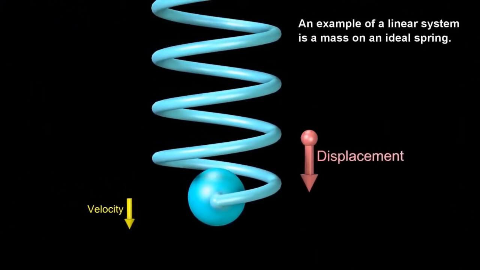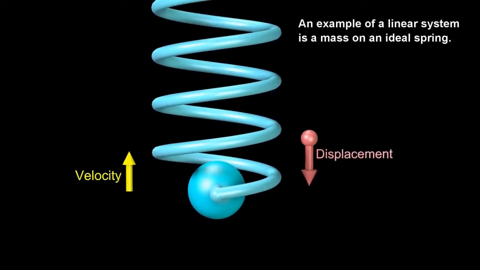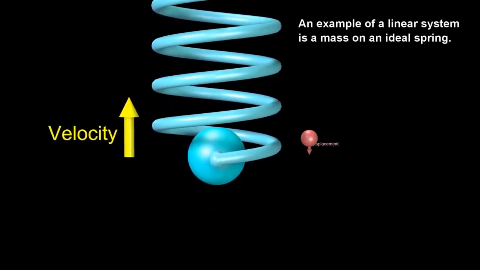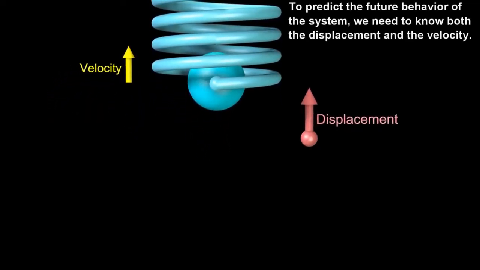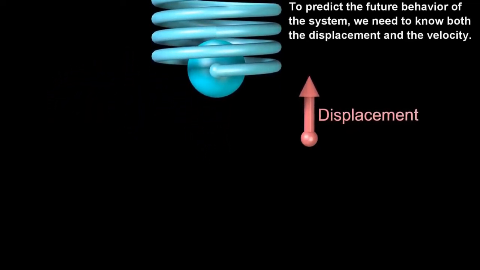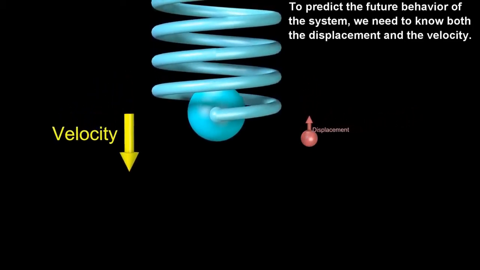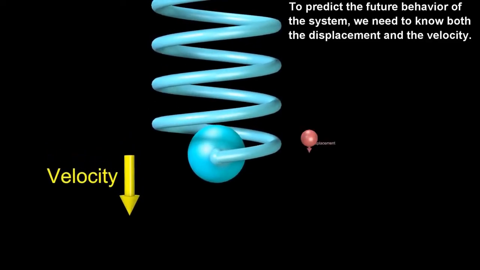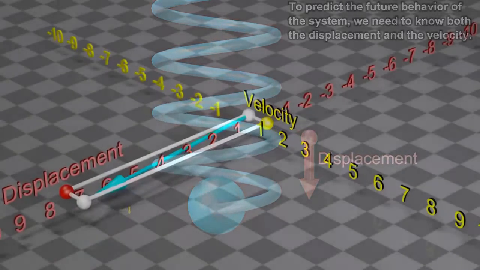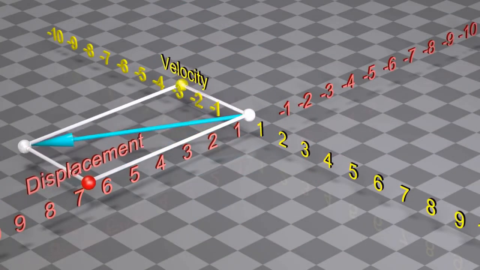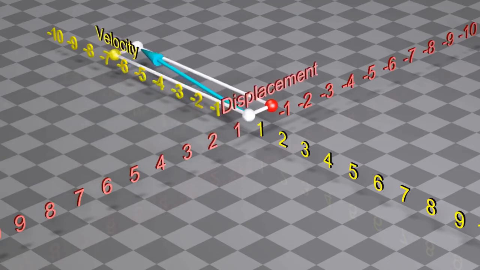An example of a linear system is a mass on an ideal spring. To predict the future behavior of the system, we need to know both the displacement and the velocity. These can be represented as shown with this blue vector.